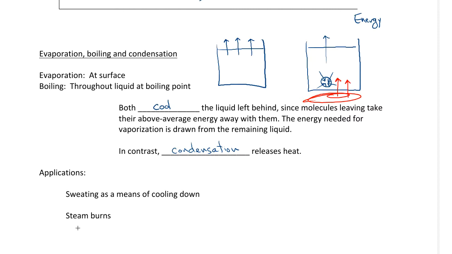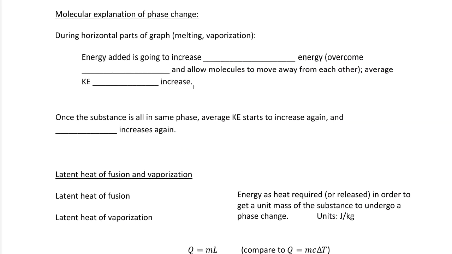In fact, steam at 100 degrees Celsius is much more dangerous than water at 100 degrees Celsius, because when the steam hits your skin, it condenses, and that condensation releases a whole lot of energy from the steam to your skin. Now let's talk about what's happening at a molecular level when the phase is changing.